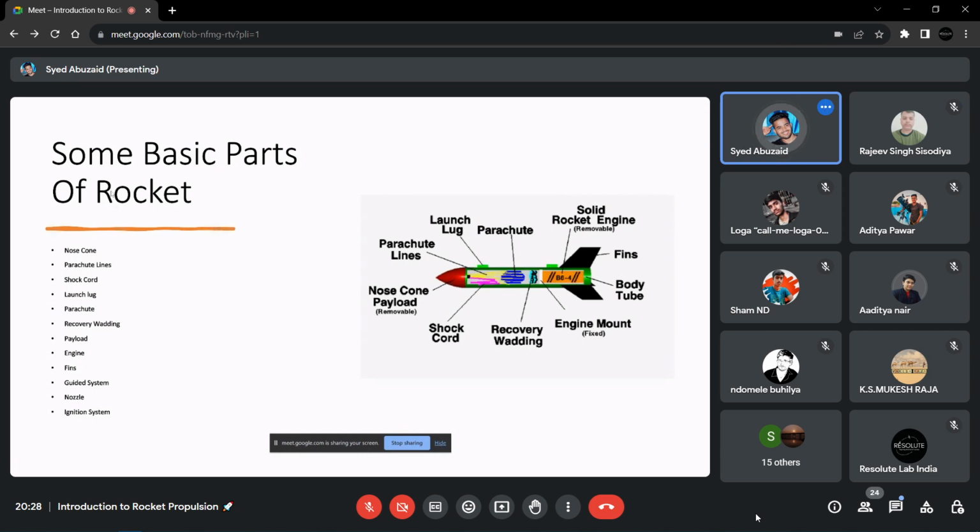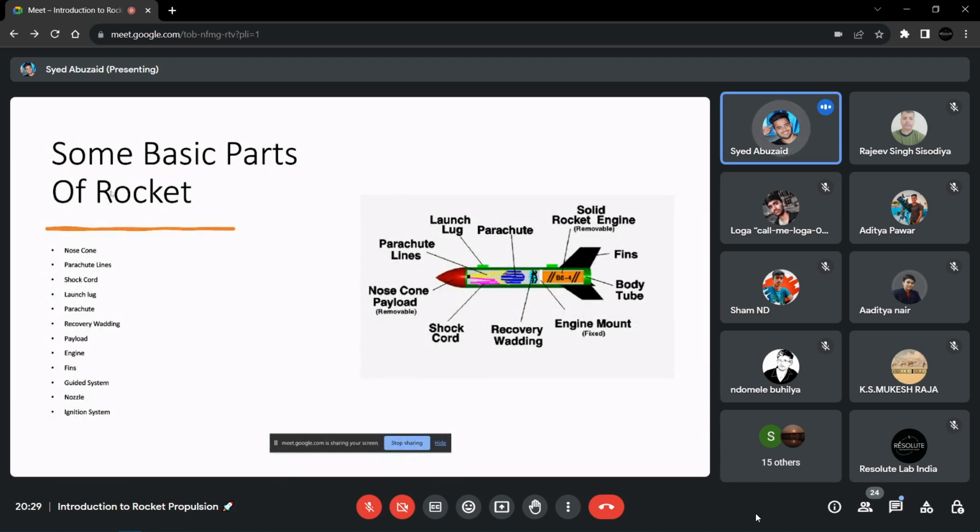Then the shock cord, which I have already told you about, provides the force that helps to deploy the parachute. The launch lug, parachute, and recovery wadding, all these parts are in the third stage of the rocket. And the fourth stage also has the payload.